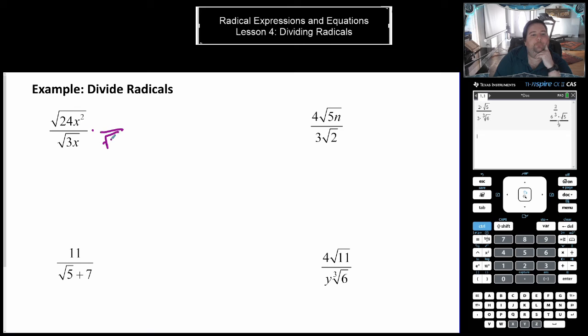Yep. Rationalize. So you're just going to get rid of the root 3x. Okay. So we're going to multiply our tops now. What's 24 times 3? 72. What's x squared times x? X cubed. Okay. Let's do our bottoms. What's 3 times 3? It's 9. What's x times x? X cubed.